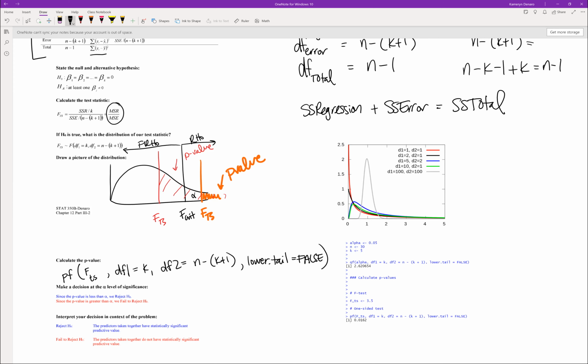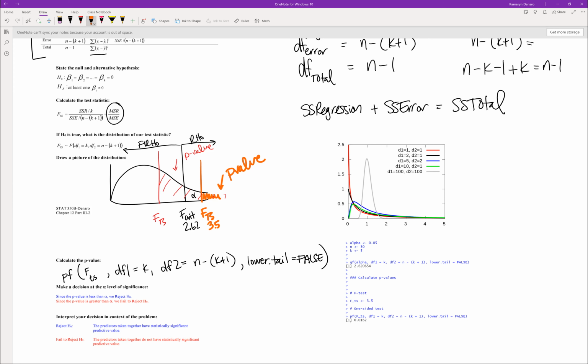So what I can do first is find the critical value. In this case, when alpha is 0.05, the degrees of freedom 1 is 5, and degrees of freedom 2 is n minus k plus 1, so 30 minus 6 gives us 24 degrees of freedom. Then our critical value would have been 2.62. Now, suppose we calculate the test statistic and we get the value of 3.5.